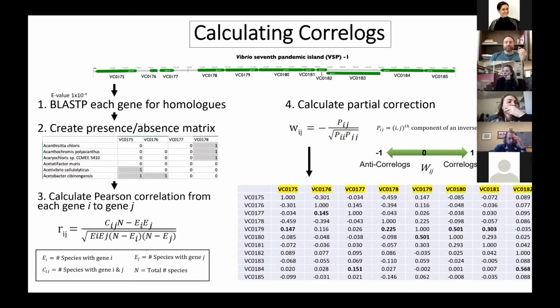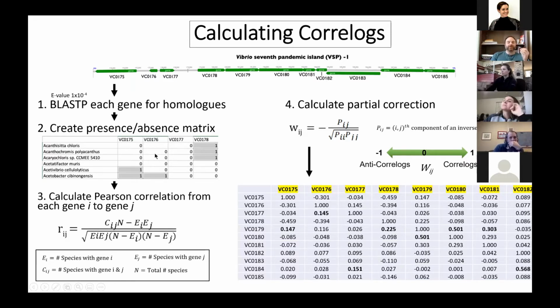I'm going to use the VSP1 island from LTOR as an example. You would take all 11 genes, and you can do this in my Correlogy software, and the first thing you would do is you would blast each gene for homologs. And then you merge those blast results into a presence-absence matrix. The columns are the genes, and the rows are any bacteria in which at least one homolog was found. So for example, if you look at the bottom of this matrix, Acetobacter, a homolog of gene 175 was found in this Acetobacter species, and a homolog of gene 176 was found in this Acetobacter, but not homologs of these other genes, no other co-occurrence.